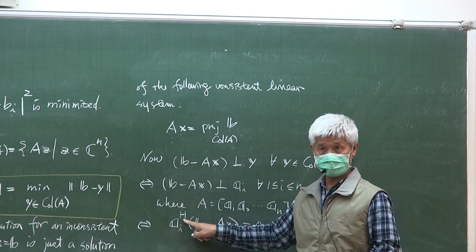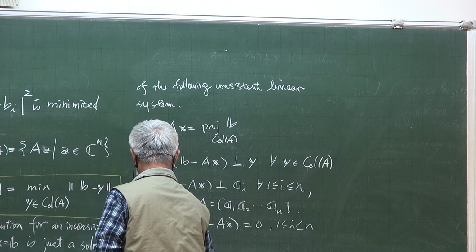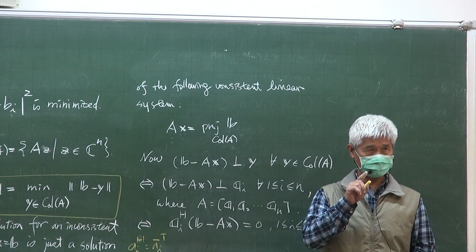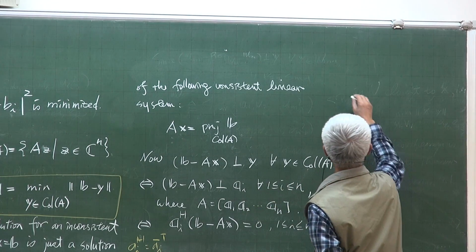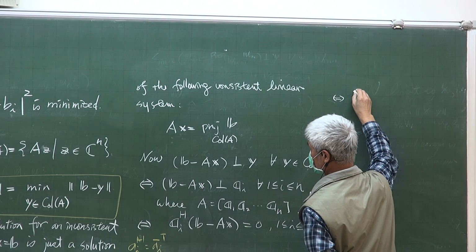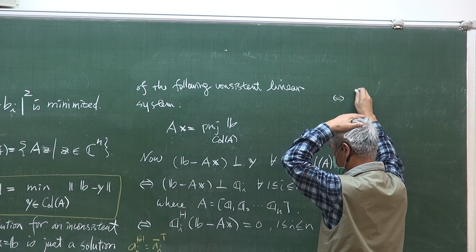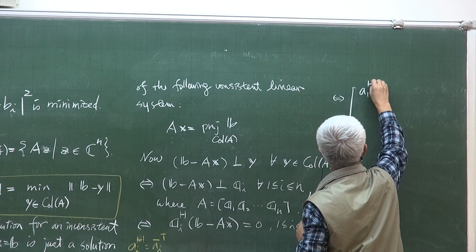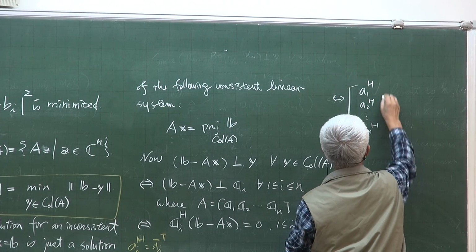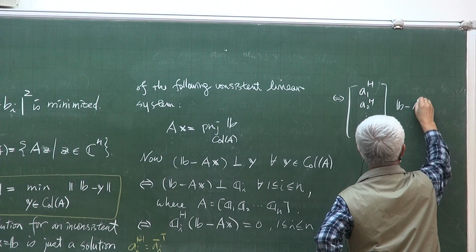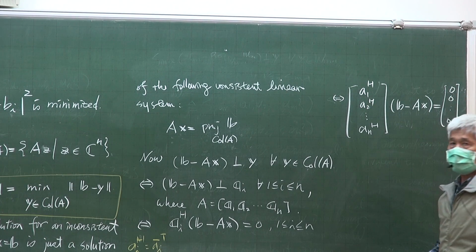So it's actually the conjugate transpose. Ai H is Ai bar transpose. So H means Ai bar transpose. So this is the orthogonality condition. And so now we stack A1 H, A2 H, up to AN H, times B minus AX, equal to 0, 0, 0. Okay? So now we form a matrix equation.